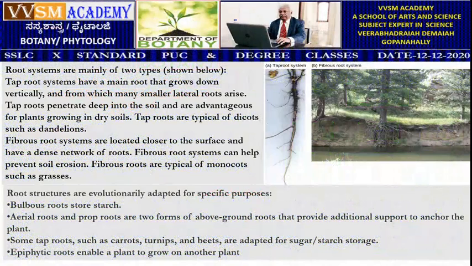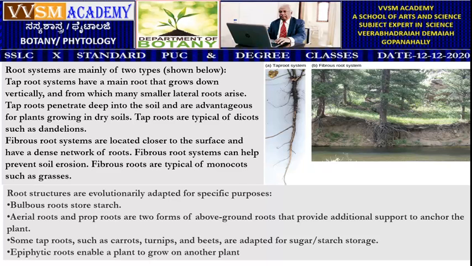Well, friends, root systems are mainly of two types. Taproot systems have a main root that grows down vertically, from which smaller lateral roots branch. Taproots are typical of dicots such as dandelions. Fibrous root systems are located closer to the surface and have a dense network of roots. A fibrous root system can help prevent soil erosion. It anchors the plant or the trees. All the plant kingdom is anchored in the earth with the help of different types of roots. Fibrous roots are typical of monocots such as grasses.